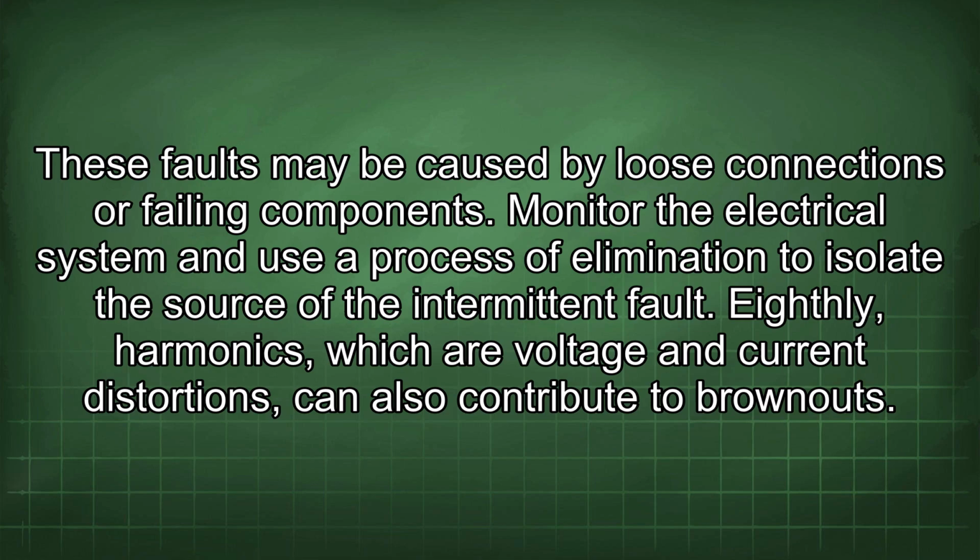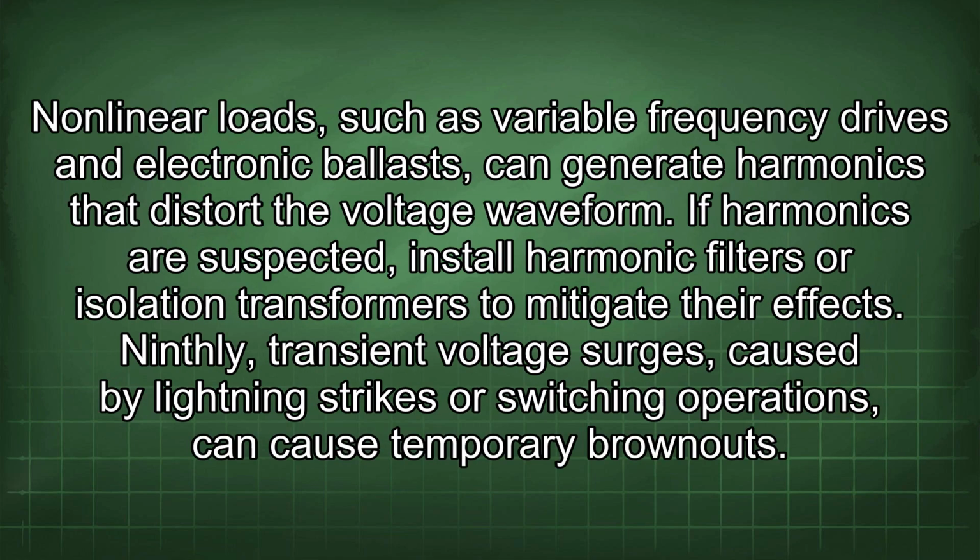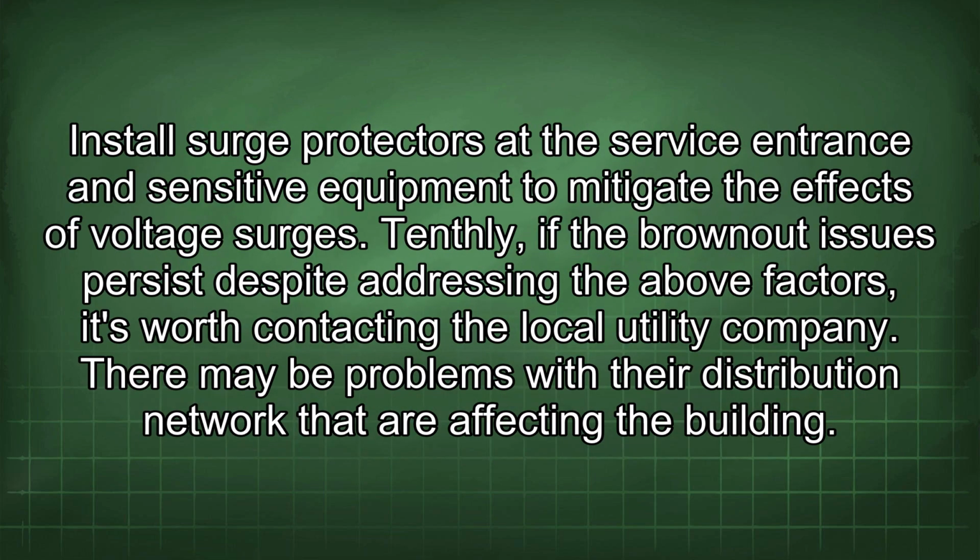Eighthly, harmonics, which are voltage and current distortions, can also contribute to brownouts. Nonlinear loads, such as variable frequency drives and electronic ballasts, can generate harmonics that distort the voltage waveform. If harmonics are suspected, install harmonic filters or isolation transformers to mitigate their effects. Ninthly, transient voltage surges caused by lightning strikes or switching operations can cause temporary brownouts. Install surge protectors at the service entrance and sensitive equipment to mitigate the effects of voltage surges.